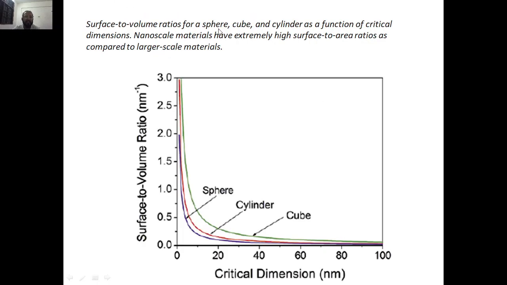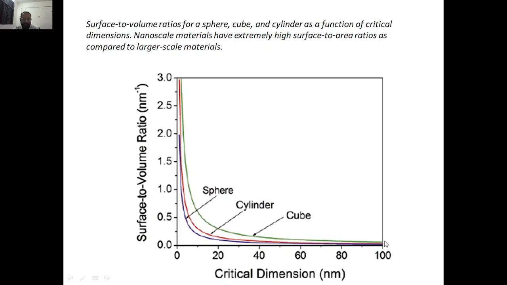So here is the surface to volume ratio for a sphere, cube and cylinder as a function of critical dimensions. You have the blue line as sphere, cylinder as red, cube as green. Nanoscale materials have extremely high surface to volume ratio as compared to large scale. See, surface to volume ratio is reversible, and we have critical dimensions. So as the nanoparticle size keeps decreasing, the ratio keeps increasing.